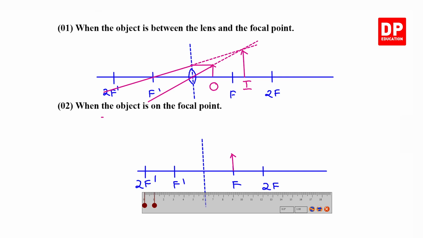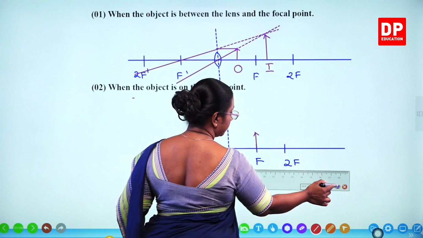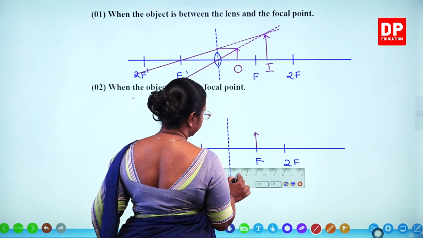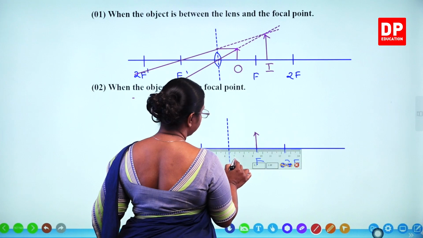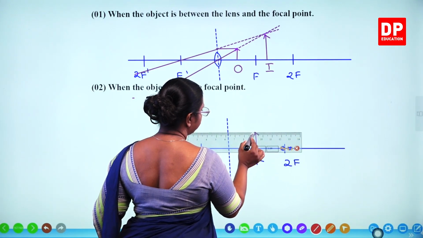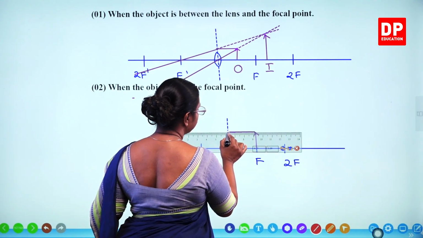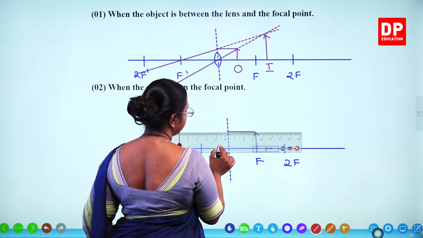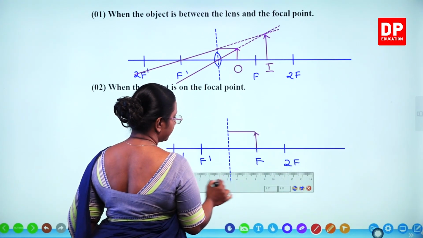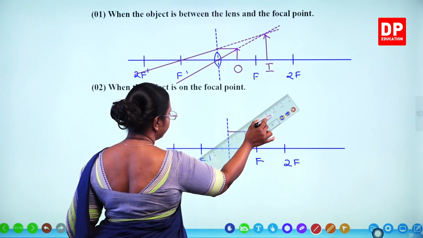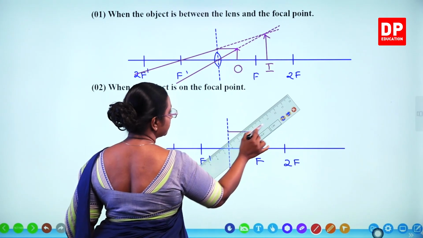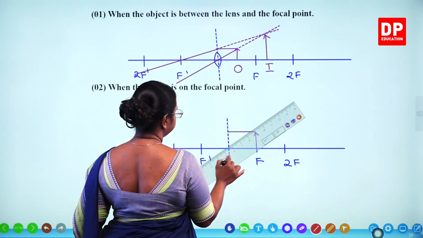Then we need to draw the rays coming from the top of the object. So here if I take a ray that is coming parallel to the principal axis, that's one. And what happens to that ray? Now you are very familiar with all these observations.